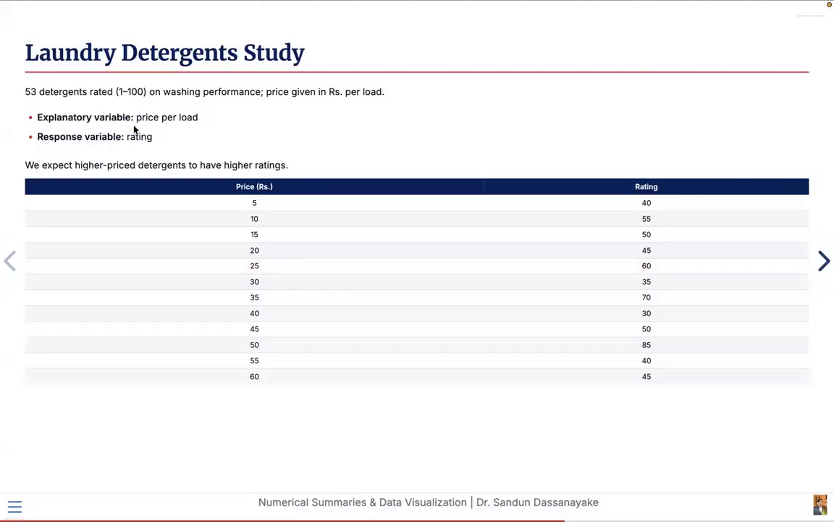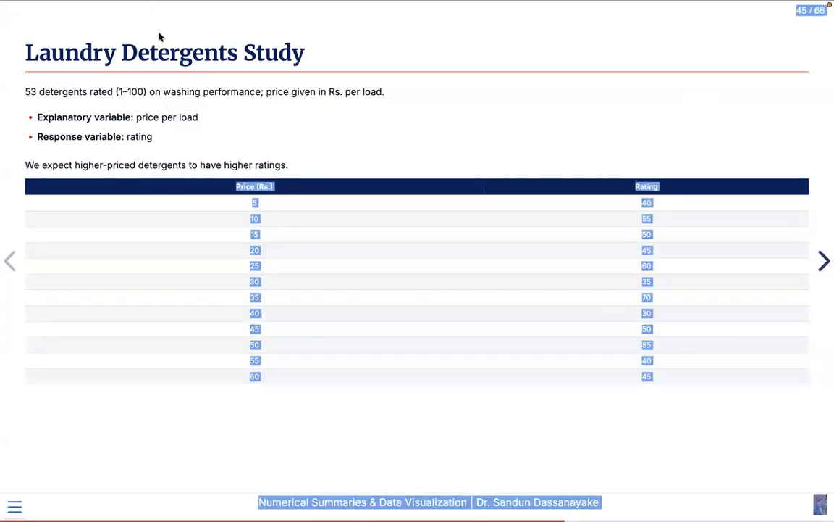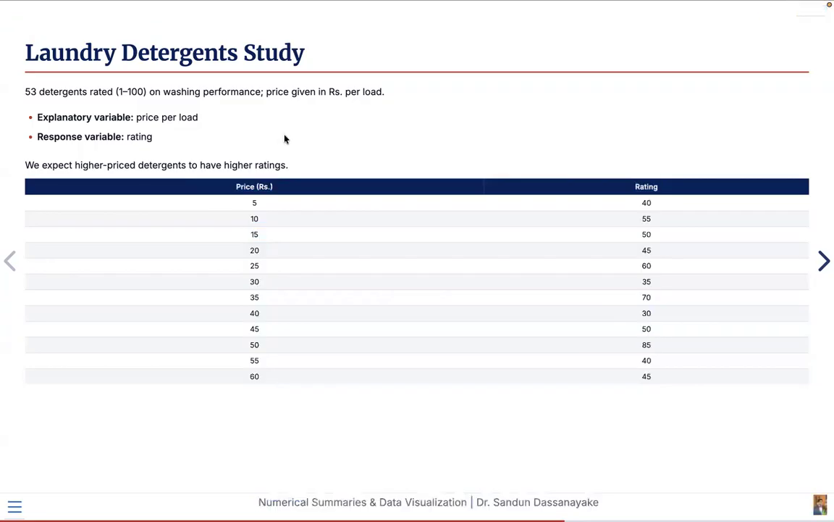We call these things explanatory variables because this is the independent one, or this one explains. We are trying to develop an explanation about what we observe from this value. So price is the explanatory variable. The response variable is the rating. So the rating is what we get as a response. We expect higher price detergents to have higher ratings. So this is your hypothesis. You expect higher price detergents will give us higher ratings. That's the idea of this.